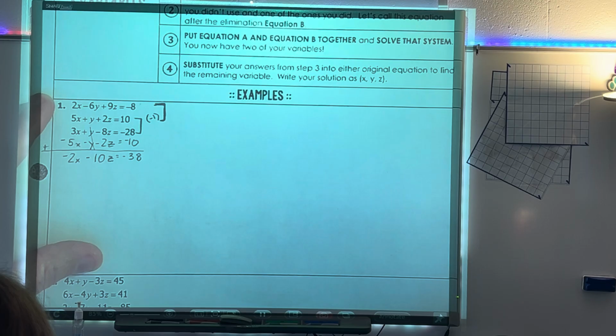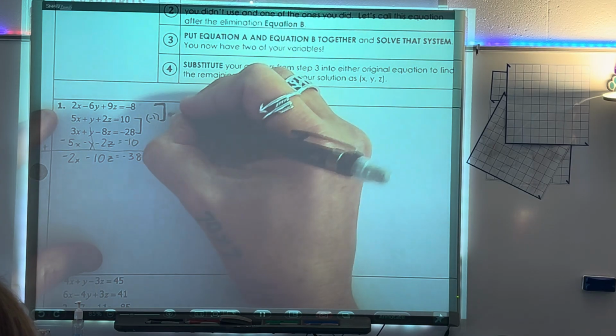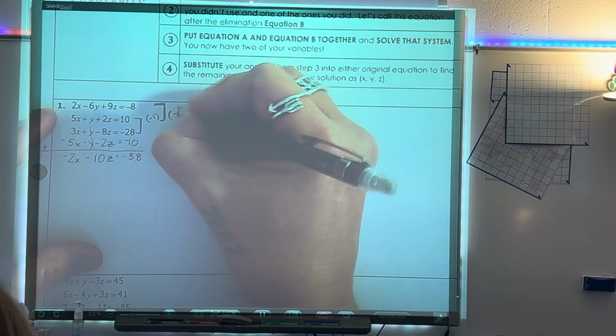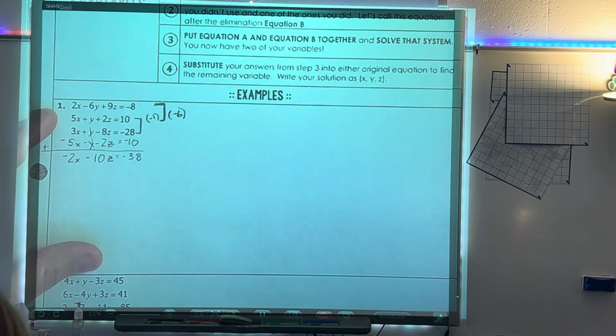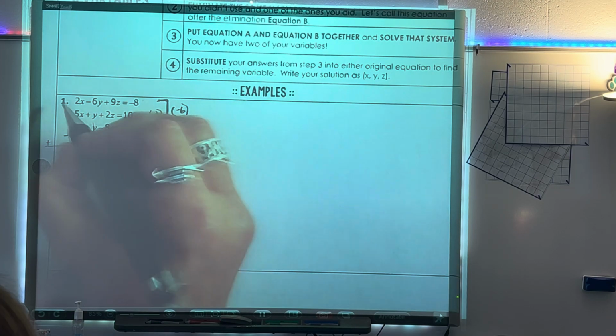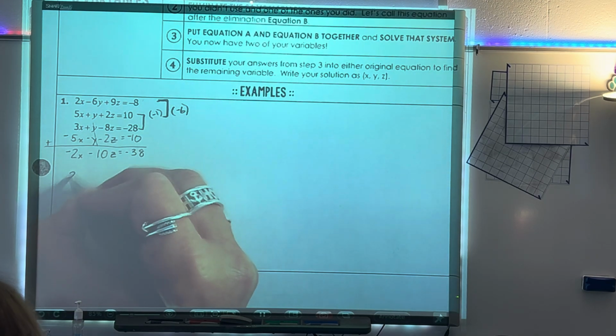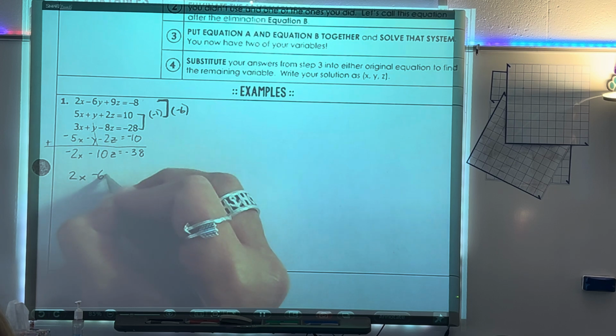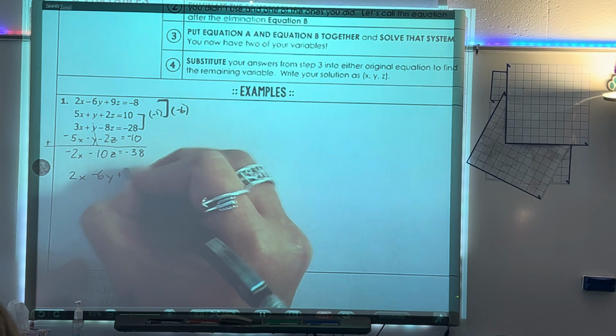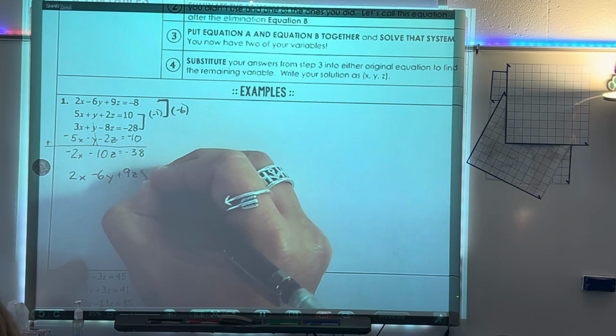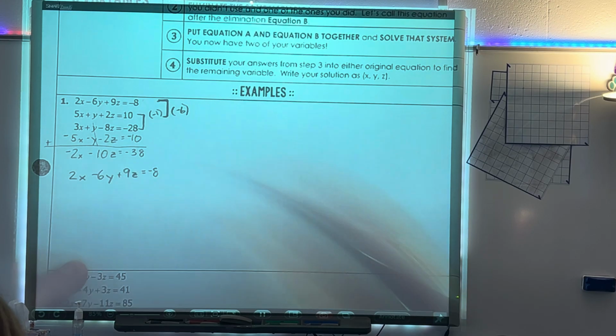So my top one is 2x minus 6y plus 9z. I'm not doing anything with that one. I need to multiply my bottom one by what? Negative 6. So I'm going to write it here like that. This helps me know what I did so that if you come to me and you're stuck, I can find it pretty easy. Does that make sense? Okay, so my top one is staying, so I'm going to write it the way it is: 2x minus 6y plus 9z equals negative 8.